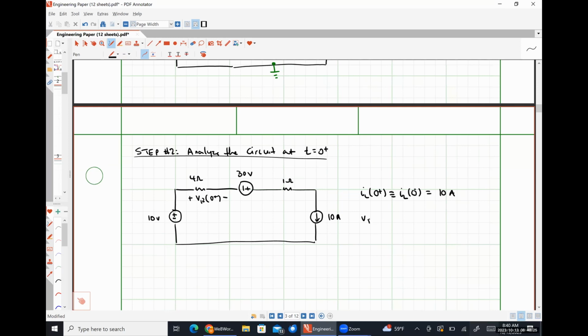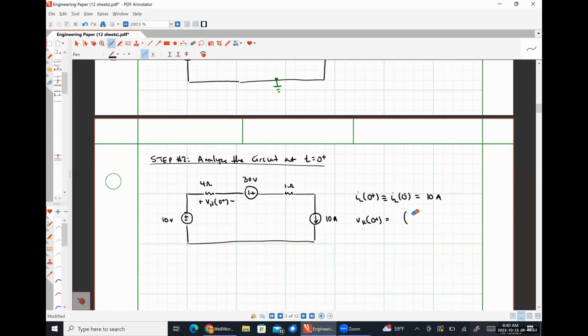So what's VR at 0 plus? 40 volts from Ohm's law, right? We know that there's 10 amps flowing around that single loop circuit. We have a 4 ohm resistor, current's flowing into the positive polarity terminal. So 10 amps times 4 ohms is 40 volts.